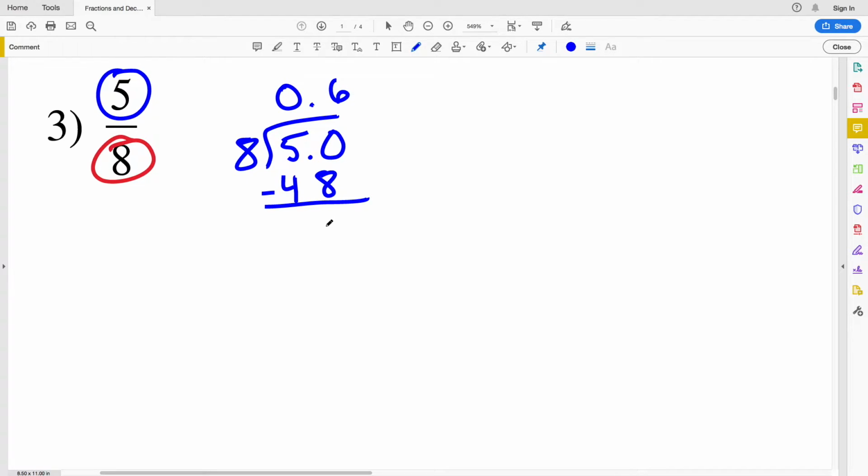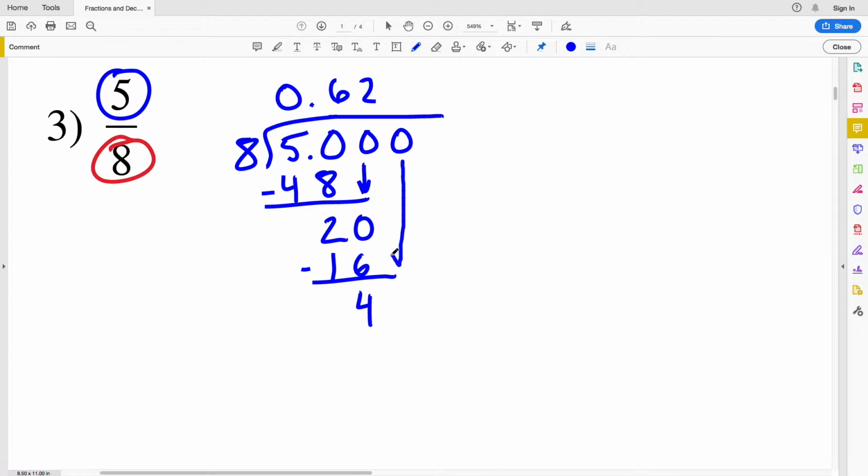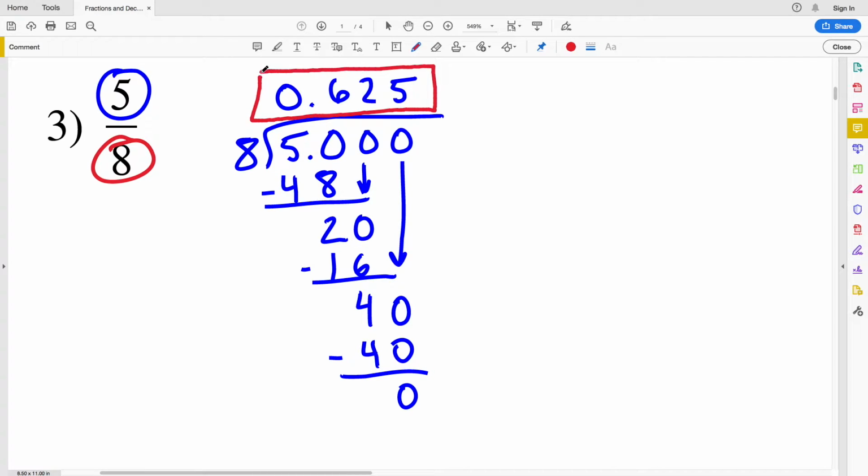And when we subtract 48 from 50, we get 2. Now we'll put another placeholder and bring down that 0. So we'll see, extending this out, how many times 8 goes into 20. And 8 goes into 20 a maximum of 2 times. So 2 times 8 is 16. So we'll subtract 20 minus 16, that leaves us with 4. And then when we bring down that next 0, I know that 8 goes into 40 evenly, and that's 5 times. So you can see we'll get 0.625, or in other words, 625 thousandths. Let's move on to number 4.